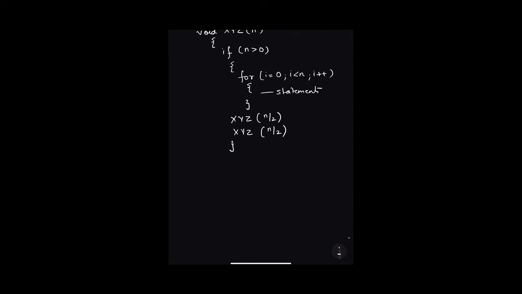Okay. So now the second step is to find a recurrence relation. If I say this is my function that takes T(n) units of time, then this statement will be T(n/2), and this statement will also be T(n/2). We also know that my for loop takes n plus 1 steps, and all the statements within the for loop take n steps. Let my if statement take 1 unit of time.